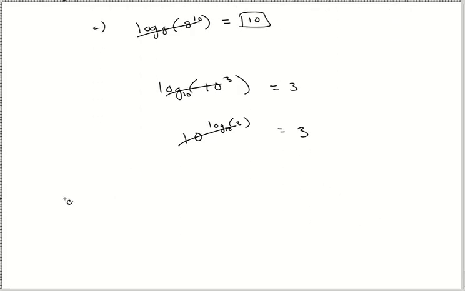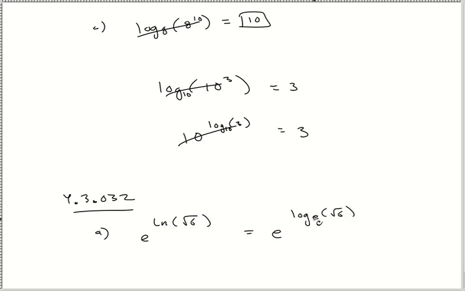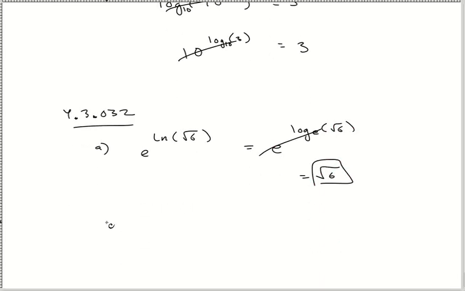Maybe I talked too fast about all this. 4.3.032. This is the classroom experience, though, of course. E to the power of ln of the square root of 6. Remember that canceling stuff I was talking about? Well, ln is technically log base e of the square root of 6. Well, e's cancel, and you're left with square root 6. So e and ln will cancel, okay? E and ln cancel.